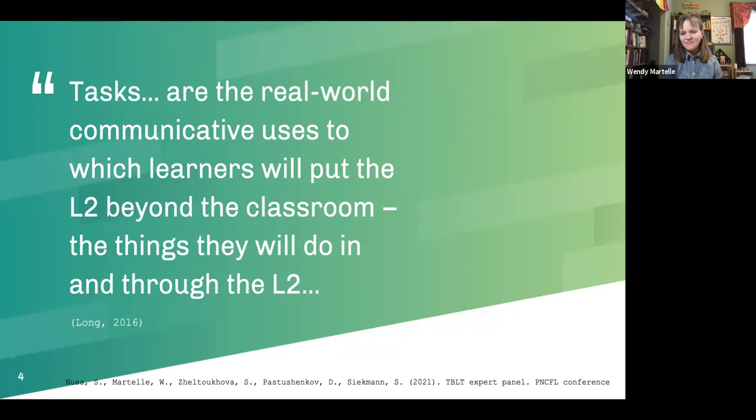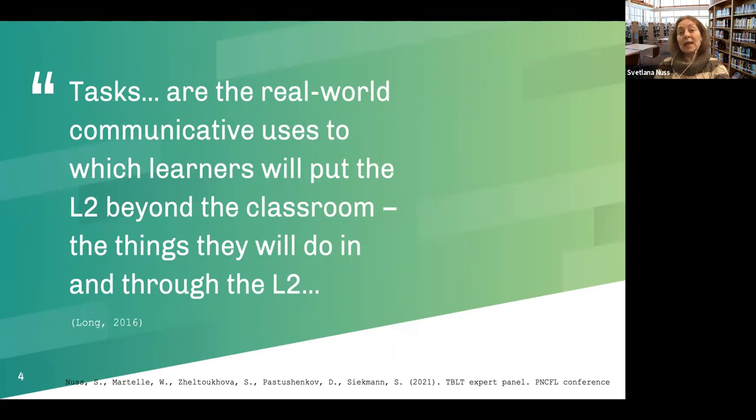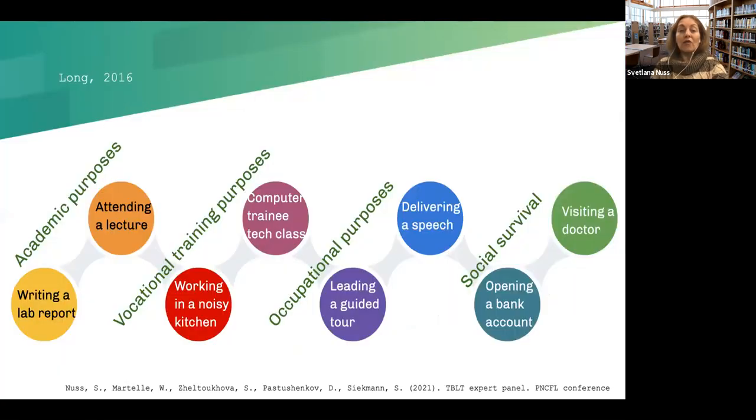For the sake of reference, we put in our slides the definition of a task that was put forward by Michael Long in many of his publications and refined in his 2016 publication. Tasks are the real-world communicative uses to which learners will put the L2 beyond the classroom. L2 here refers to foreign language, second language, additional language, any language that the learner is acquiring in addition to their mother tongue: the things they will do in and through the L2.